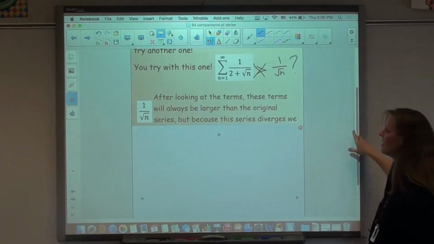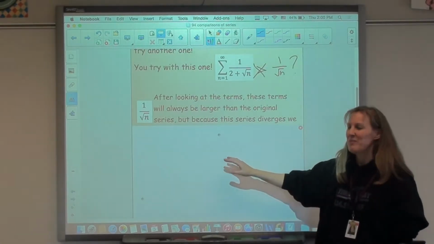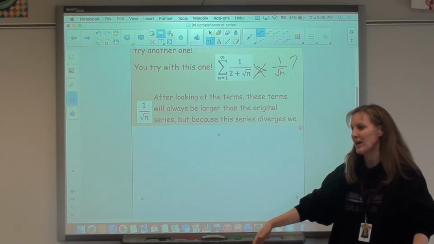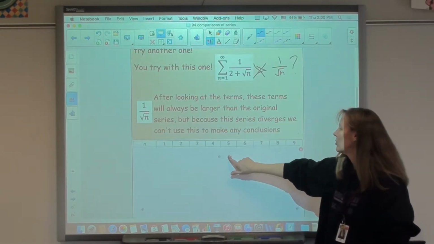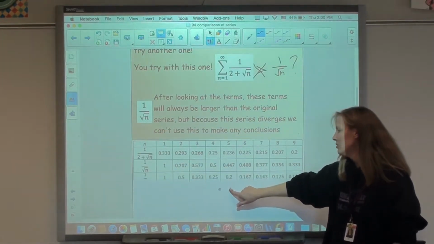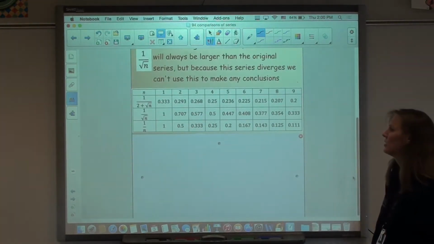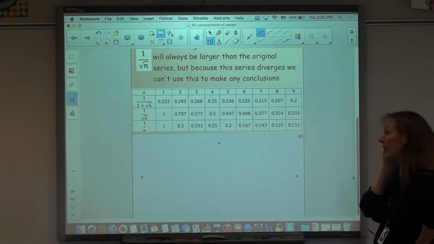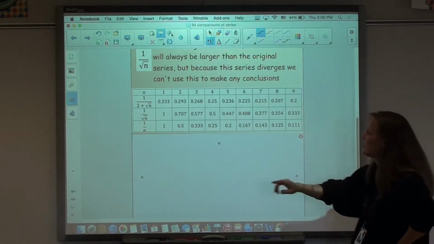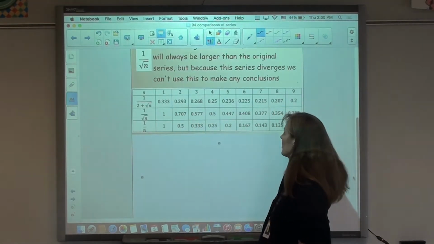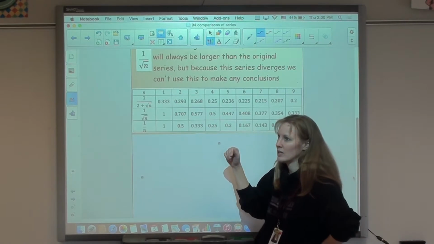So do we stop there? No, because your homework tonight is specifically going to say use the direct comparison test, so you have to use it. So you have to try a new function. Here's what I did. 1 over n was the next one that I tried, and 1 over n is tricky. Here's our original, and here's 1 over root n, which is nice, because it's always bigger. It works out really well, except the test doesn't work.